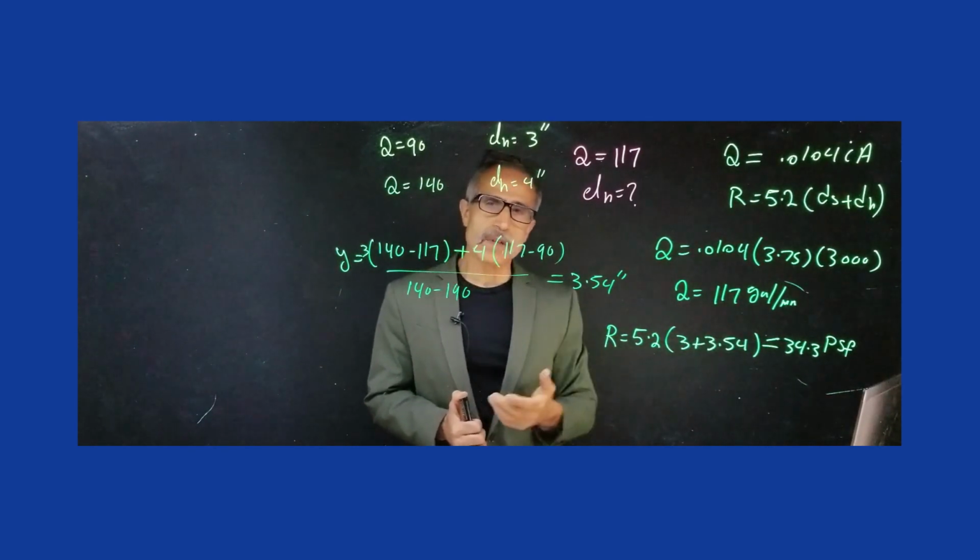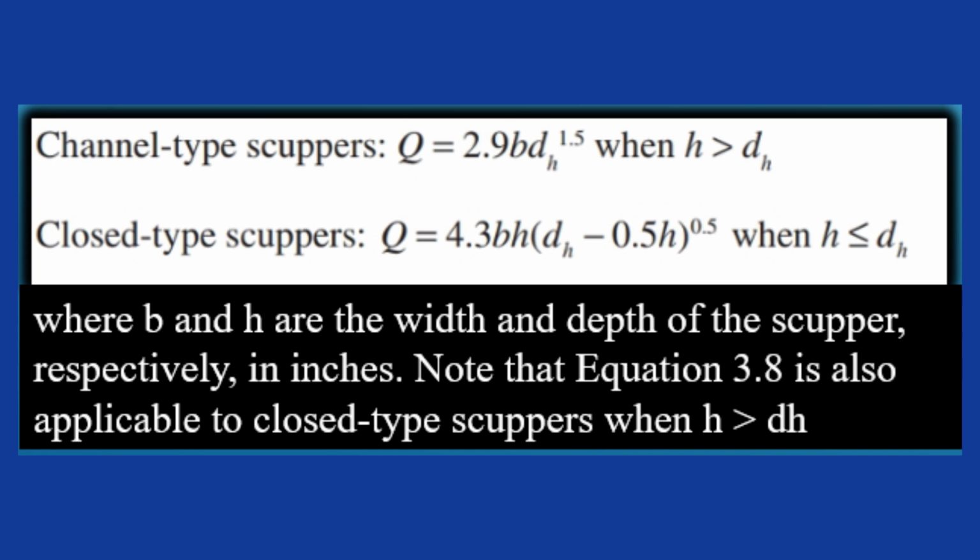Now remember, last lecture we talked about if you're using that for a column, you have to convert that to kips. How you do it is you multiply by the area and divide by 1,000. But that was the first method of calculating DH. There's another way you can find DH. Take a look at the table.